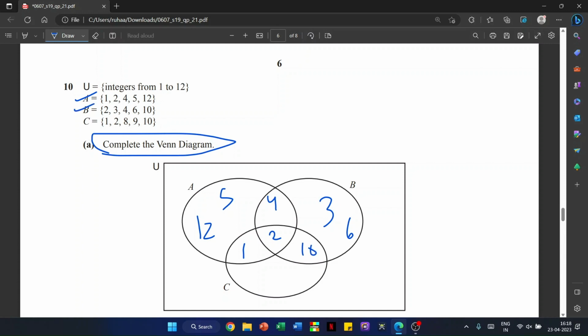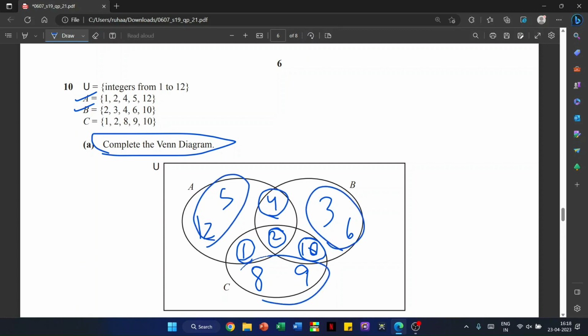Now for C, we have 1, 2, 8, and 9 because it's not common with anything. And 10 over here. So this is 10. Basically, this one is common between all of these sets, which is A, B, and C. This one is common between A and C. This one is common between B and C. And this one is common between A and B. These two, and these two are only for A, B, and C, respectively.